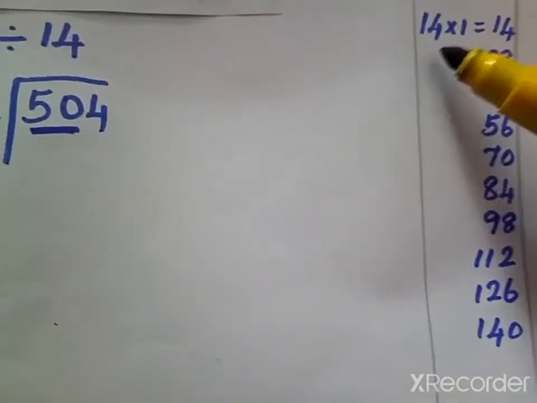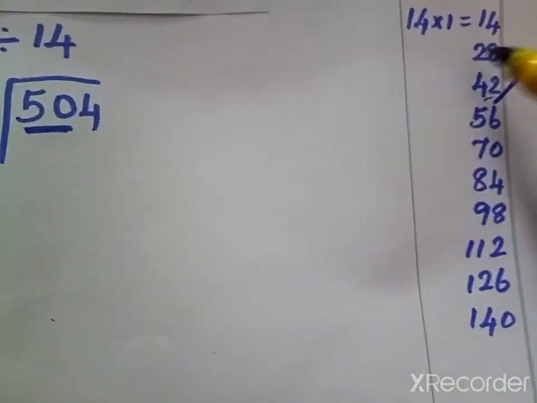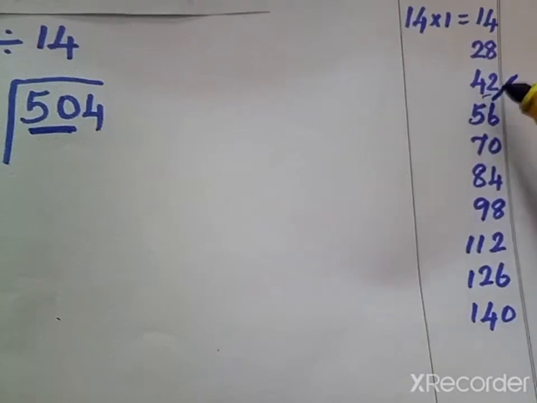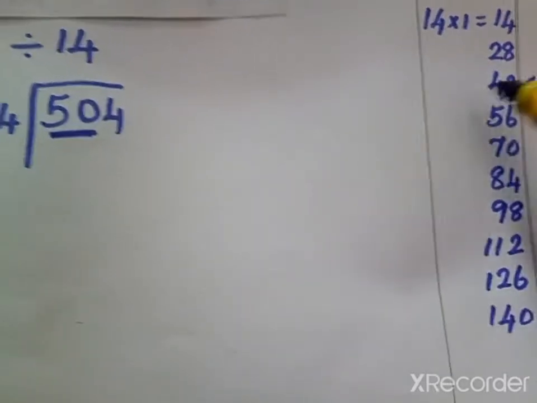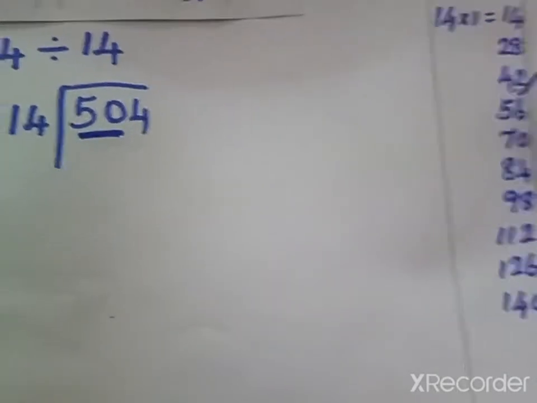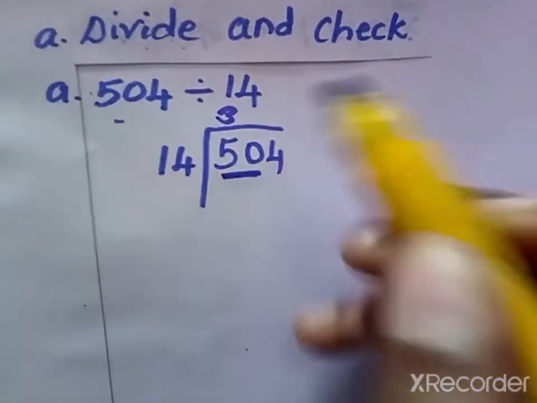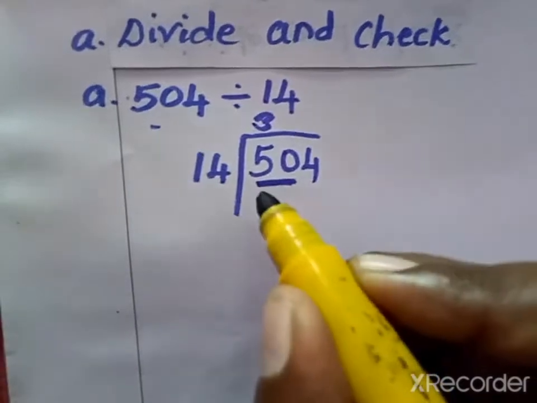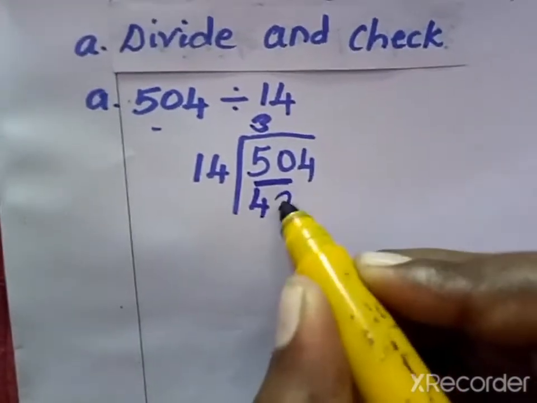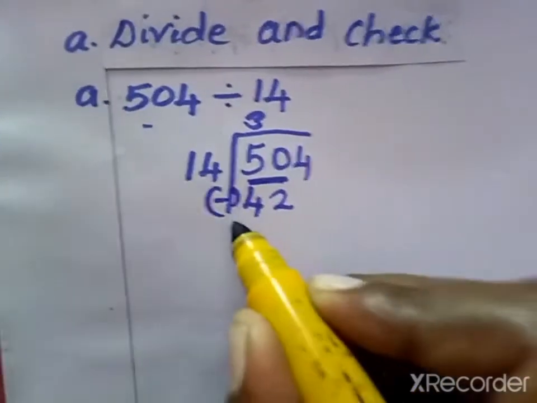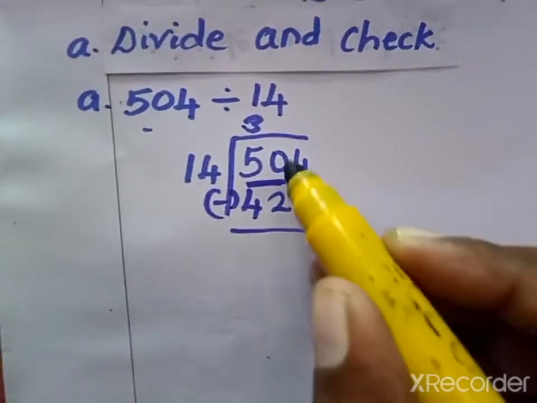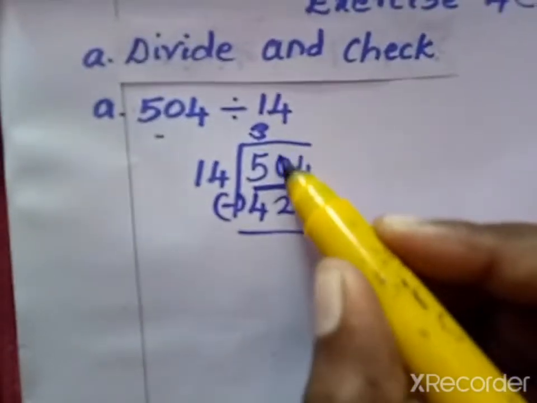Yes, 14 into 1 is 14. 14 into 2 is 28. 14 into 3 is 42. So 3 times we get 42. So we have to write 3 over here. And we have to write 42 here. So next we have to subtract. So here we cannot subtract this directly. So we have to regroup.